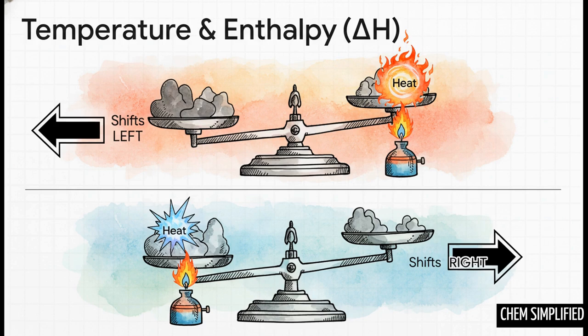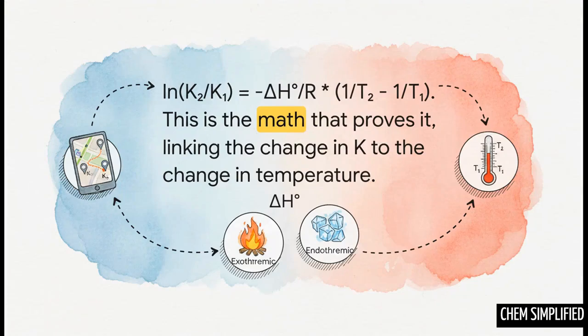For an endothermic reaction, heat is absorbed, so it's like a reactant. Add more heat and you push the reaction to the right to consume it. The system always fights back to counteract the temperature change. And this isn't just some handy trick, it's grounded in hardcore thermodynamics. This beast right here is the Van't Hoff equation, and it's the mathematical proof.